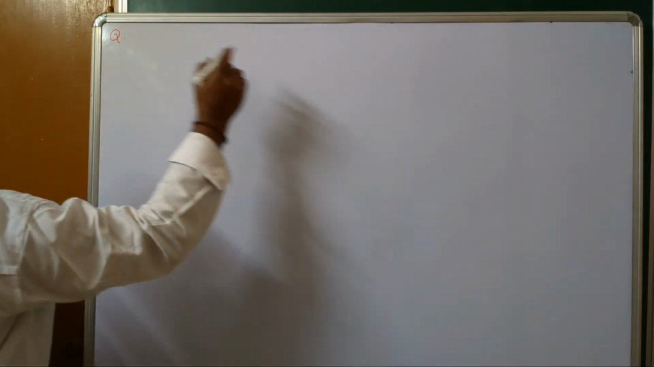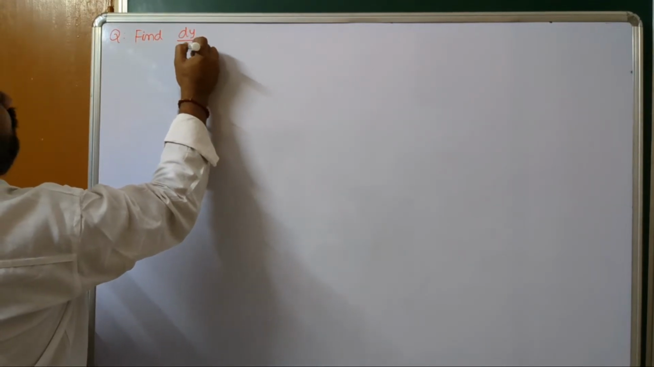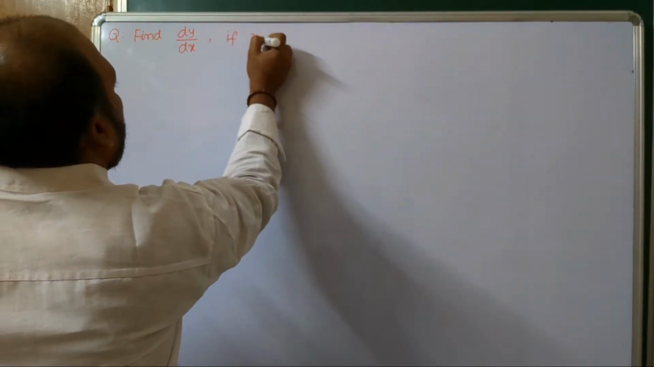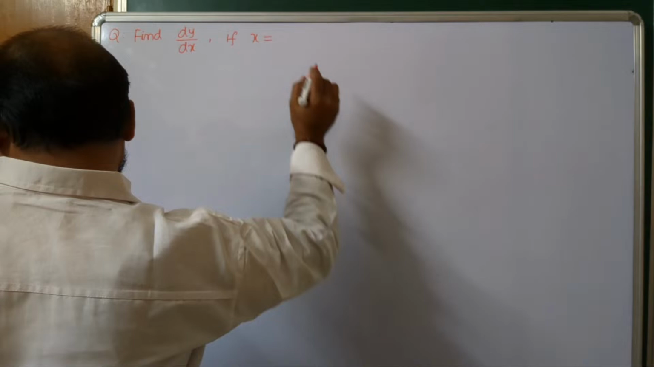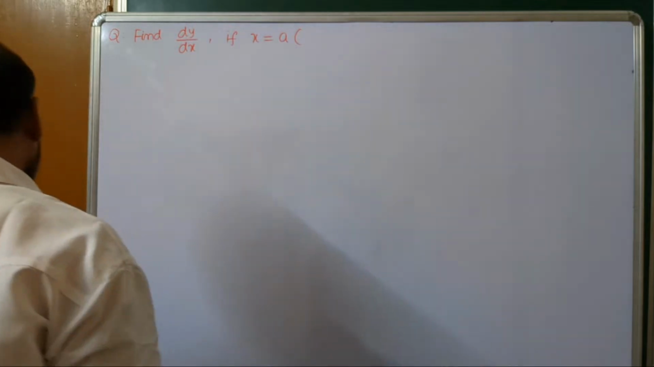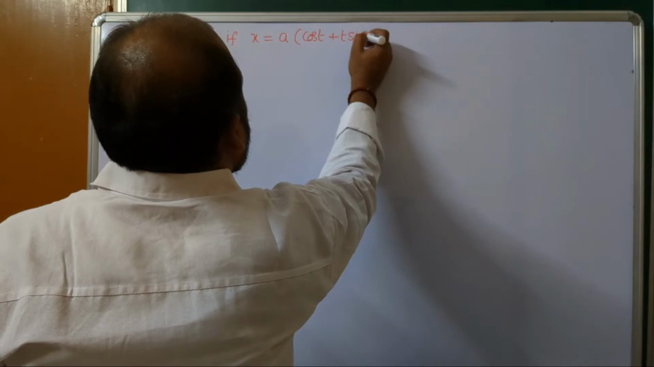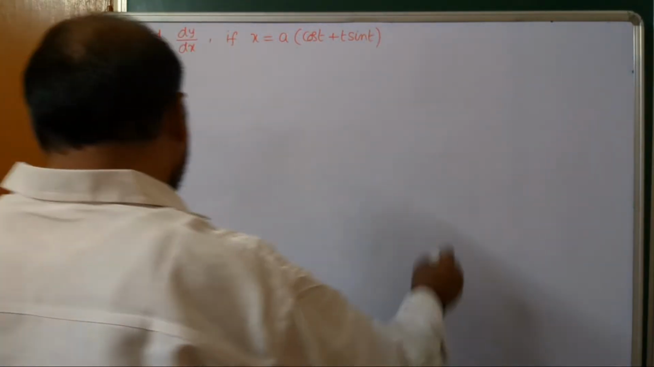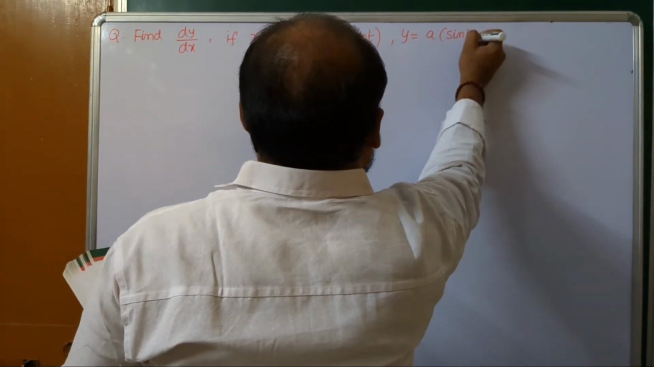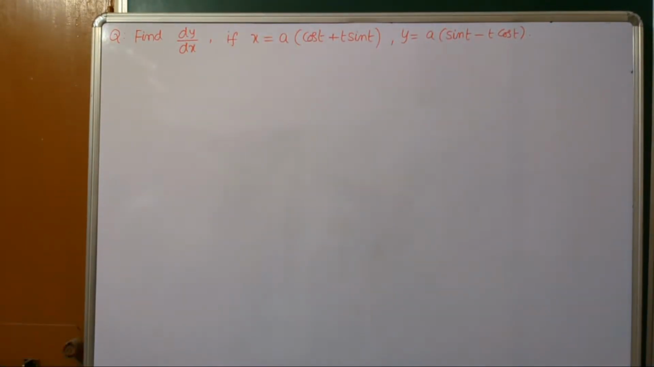So the next question is, find dy by dx, if x is equal to a into cos t plus t sin t and y equal to a into sin t minus t cos t. Important for 4 marks.